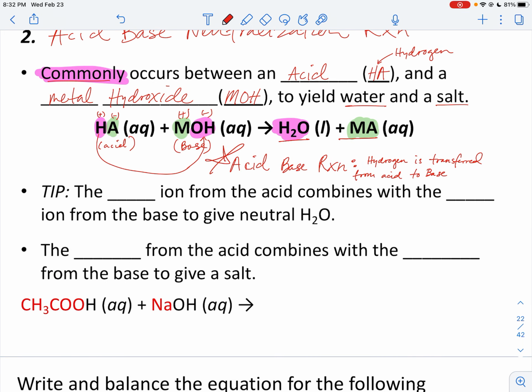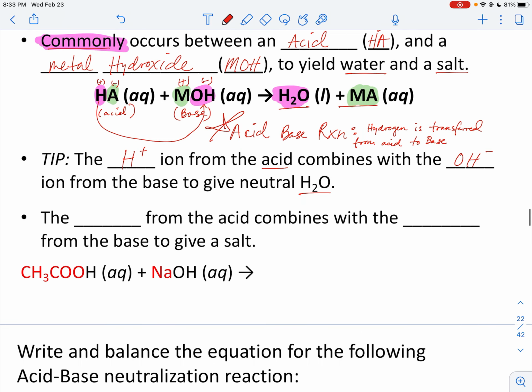And then I have a few tips here. This probably explains what I walked through with all the highlighting and color coding. It says tip, the hydrogen ion, which is what I highlighted in pink, from the acid combines with the hydroxide ion from the base, and that's what gives you the neutral water, H2O. Then the anion from the acid, which is left over once the hydrogen leaves, will combine with the cation from the base, which in our example was a metal, to give the salt.